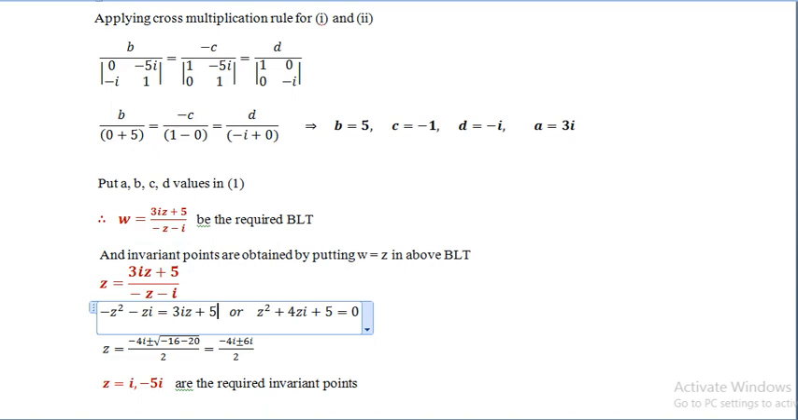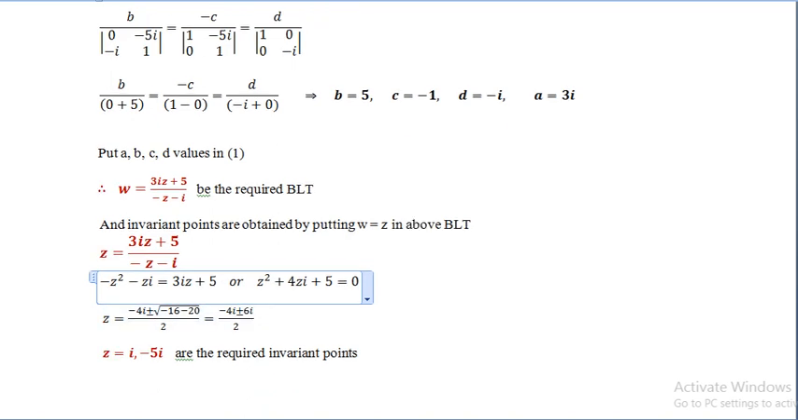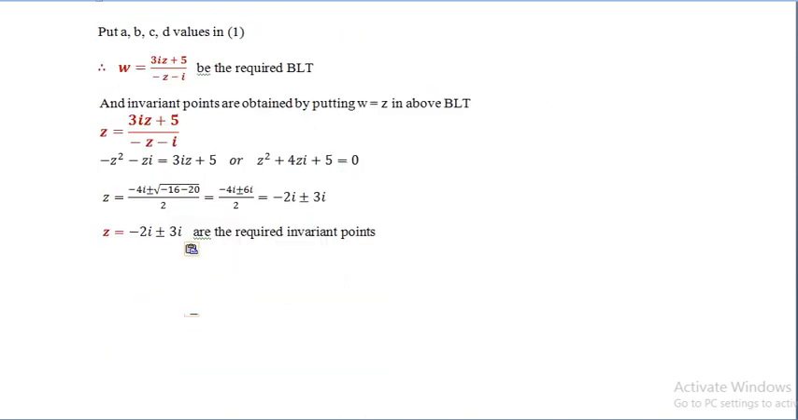So now we will calculate invariant points by substituting w equal to z and cross multiply and also simplify. We will get the quadratic equation as z square plus 4zi plus 5 equal to 0. And after using quadratic formula and simplifying, we will get the roots as minus 2i plus or minus 3i here. So these roots are called invariant points or fixed points here. Next example.